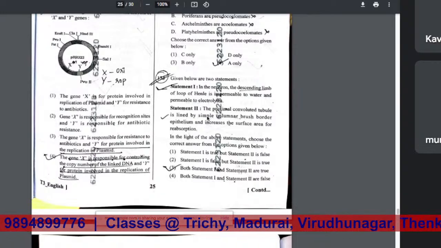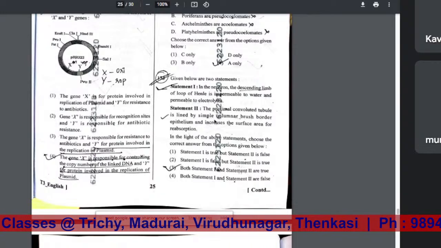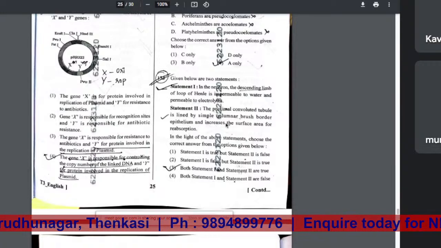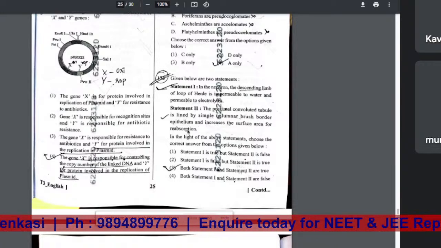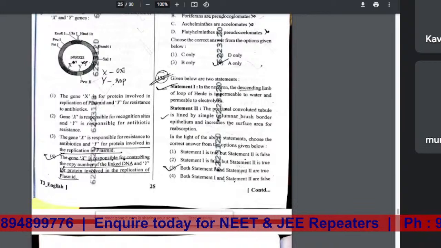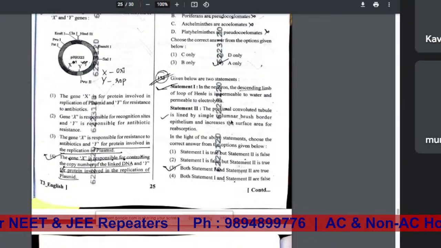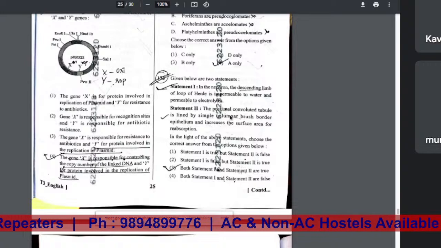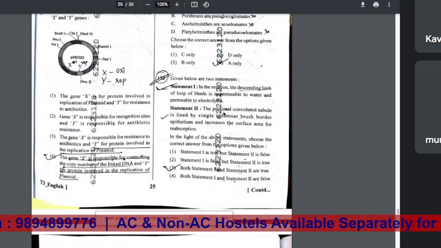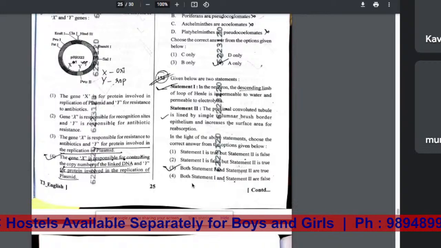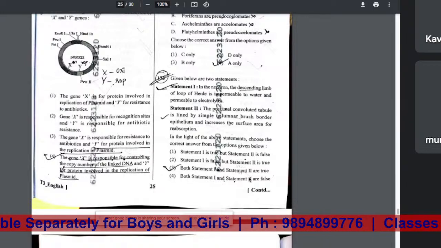Looking at statement 2, the proximal convoluted tubule is lined by simple columnar brush border epithelium and increases the surface area for reabsorption. This statement is also wrong because it is not simple columnar, but cuboidal cells. So that point makes it wrong. Both statement 1 and 2 are false. So for 173, the option is 4. Both statement 1 and 2 are false.